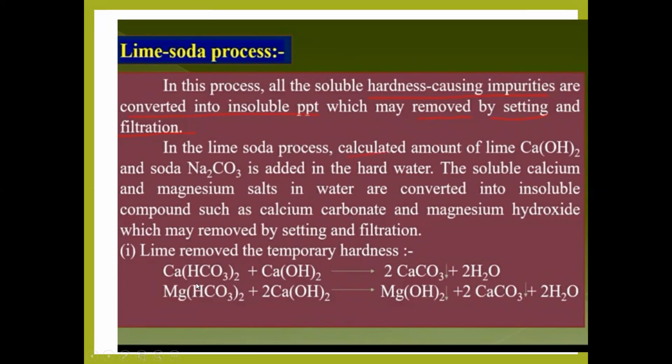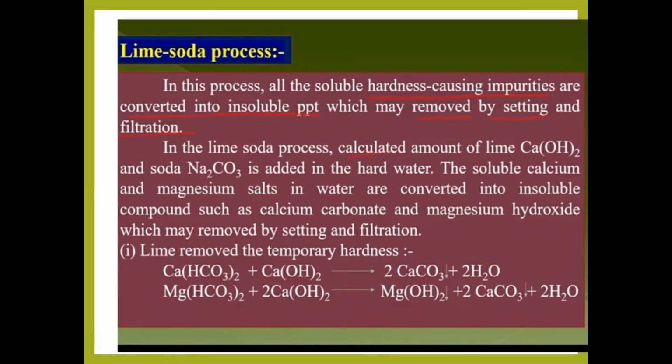and can be removed by filtration. Here you can see these are the soluble impurities, calcium bicarbonate and magnesium bicarbonate. But when we add calcium hydroxide, which is lime water, to the hard water, what will happen? The precipitates of calcium carbonate and magnesium hydroxide will form. These will settle down in the form of precipitate, and we can easily filter these impurities.